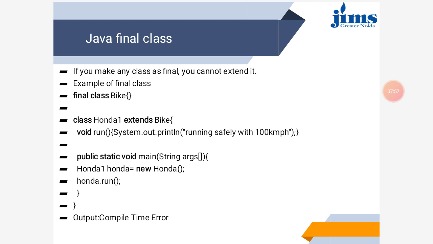Similarly, while mentioning any class as a final class, you can make a good supposition that once you have created a class as final, you cannot inherit it. In this example, class Bike is a final class, and when another class, say Honda 1, extends the Bike class, meaning it inherits that class, we get a compile time error. So we cannot inherit any final class.